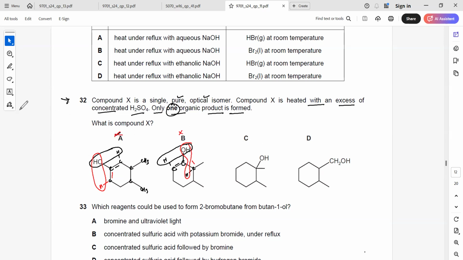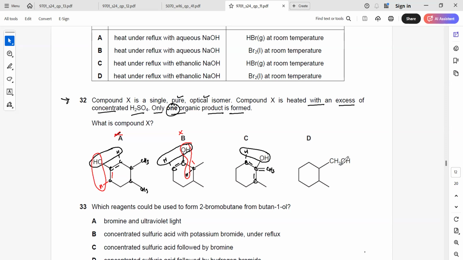Let's see option C. Here, the carbon is bonded with the OH group, and that is CH3. So again, different possibilities are there, isn't it? It can show elimination by this or with this adjacent carbon. So here a double bond is possible, here a double bond is possible, here is also possible. So that indicates three different compounds are possible.